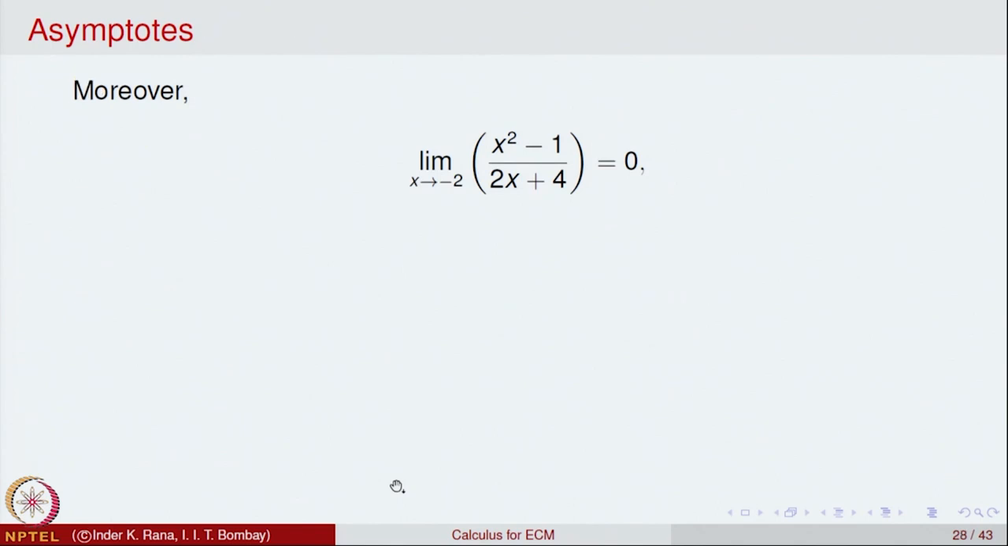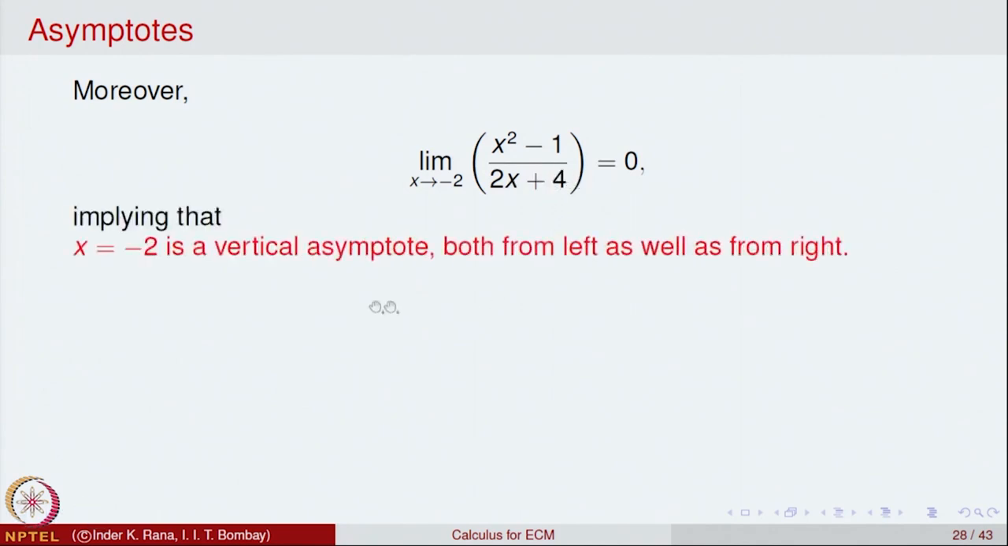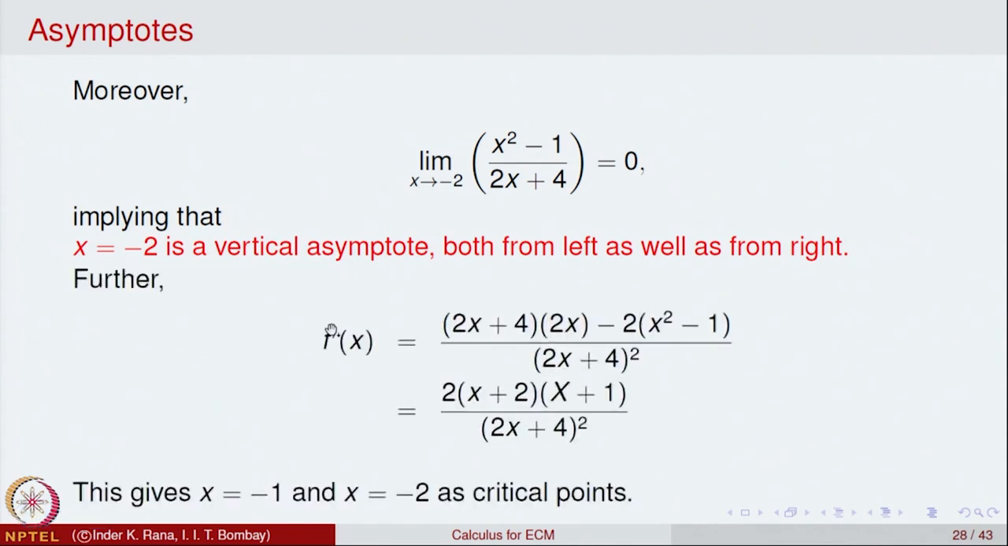Moreover, as x goes to minus 2, this 3 divided by 2x plus 4 becomes larger and larger in magnitude, so this limit is infinite. So, x equal to minus 2 is a vertical asymptote, both from the left and from the right.